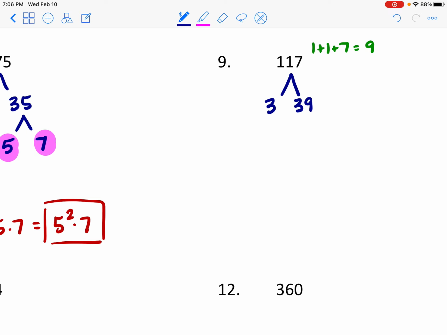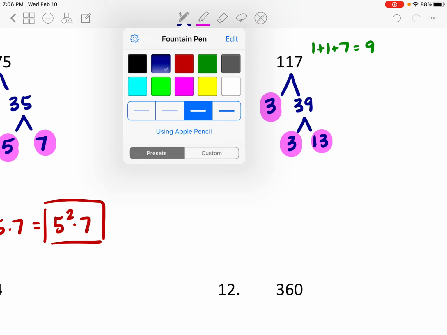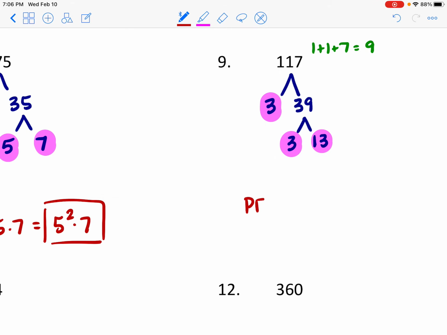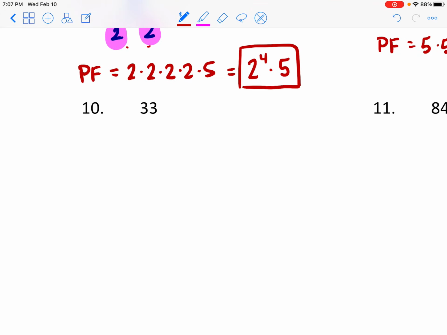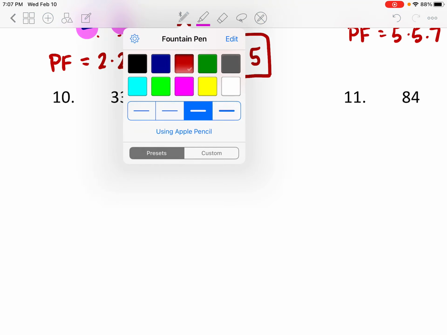And 39, and again, 3 is prime, so I can stop that one. But 39 is 3 times 13, and 3 is prime, and so is 13, so that's going to be the end of that one. So our prime factorization here is 3 times 3 times 13, or 3 squared times 13. All right, moving right along. And feel free at any point if you want to try these out on your own to give it a shot.